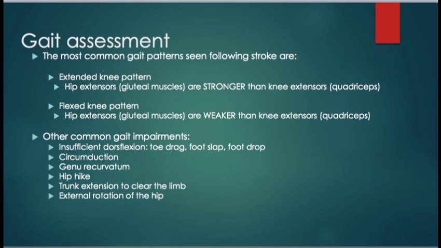The first would be an extended knee pattern. This is when the hip extensors or the gluteal muscles are stronger than the knee extensors or the quadriceps. Or a flexed knee pattern, which is where the hip extensors or glute muscles are weaker than the knee extensors. Some other common gait impairments you may see at different joints throughout the lower extremity are insufficient dorsiflexion due to flaccidity. This can result in toe drag, foot slap, or foot drop. Circumduction of the lower extremity, genu recurvatum or excessive knee extension, hip hike, trunk extension, or external rotation of the hip.